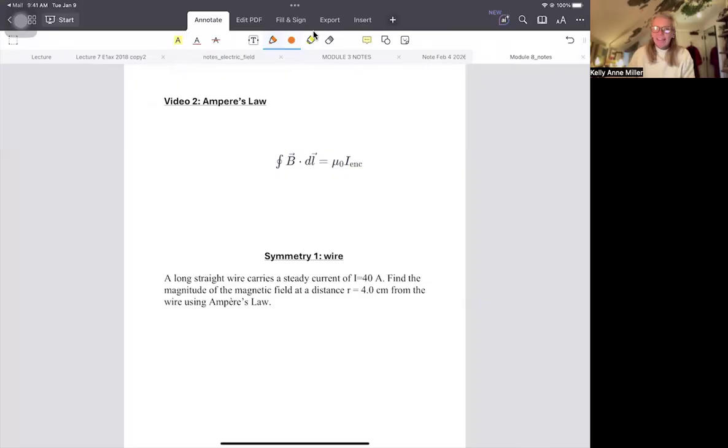Okay, so in this second video, I'm going to go over the second law that you can use to find the magnetic field from a current carrying wire, and that is Ampere's law. So Ampere's law is, as I mentioned in the first video, a shortcut for finding the B field from a current carrying wire using symmetry. There has to be symmetry in order for this to work.